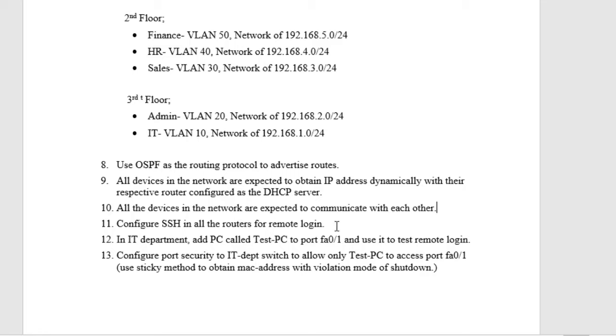And now let's go back to our problem. In the IT department, add a PC and call it test PC to port FA01. FA01 is connected to the router, so we cannot use it. Let's say FA02. Let me check on this PC. Good. PC6 is connected to FA02, so I'll modify the name to test PC. Okay. All right. Now what's up again?